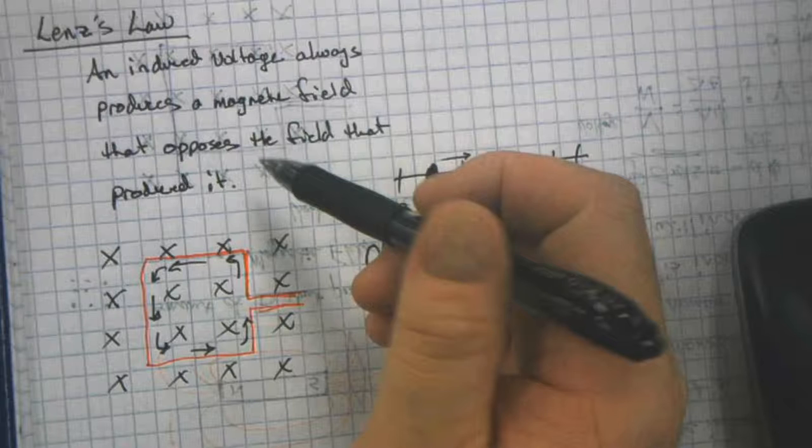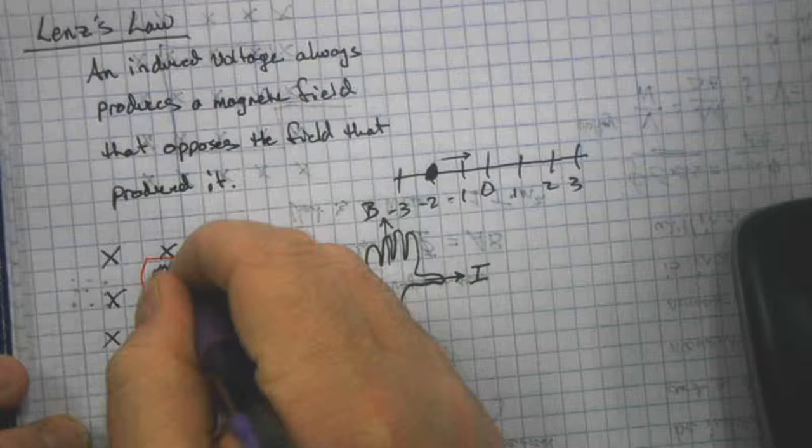The field that produced it is a decreasing field, which means it's going in this direction. We need to do something that's going to oppose the change, so we need our fingers going down into the loop. So, forget the black ones. Go with the purple ones. We need our fingers to go in the same direction.